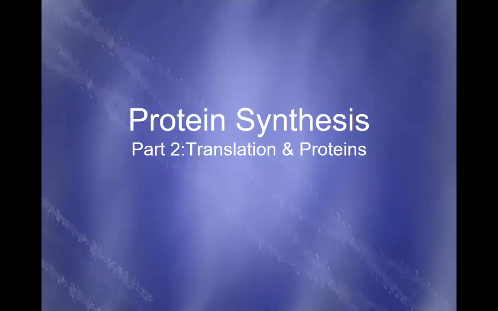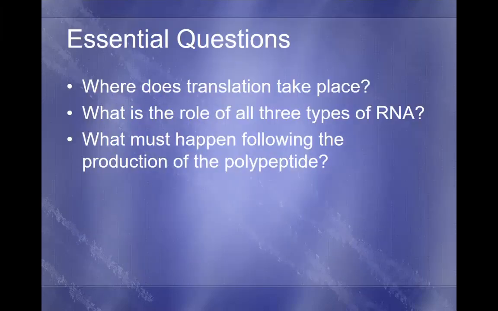First of all, where does translation take place? So much like when we were talking about transcription, we've got to make sure we understand where translation takes place. Number two, what is the role of all three types of RNA? If you did the activities from last class, you should know that there are three primary types of RNA. Where are their primary functions carried out and what do they do? And third, what must happen following the production of the polypeptide in order for us to have our final protein?